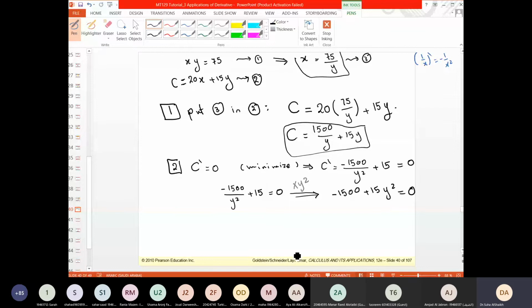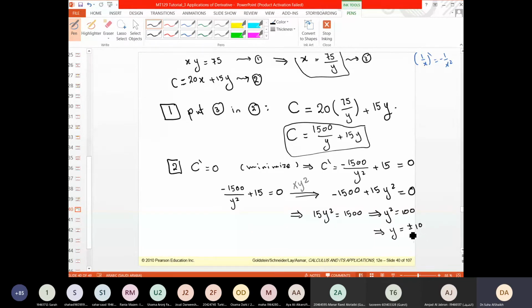Yes, Farah, you are correct. Mariam and Farah, you say the correct thing. We multiply all with y square. So keep y square on one hand side, meaning 15y square equal to 1,500. So this implies y square equal to 100. Now this implies y equal to plus or minus 10.